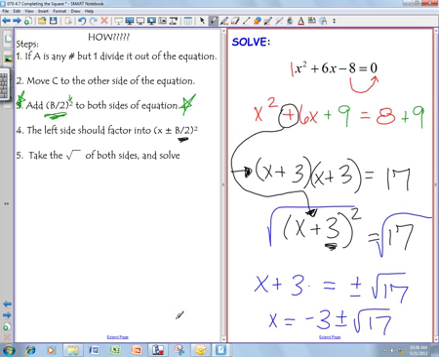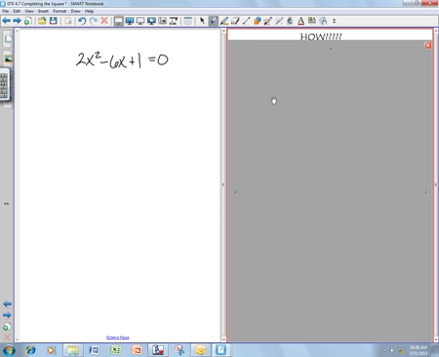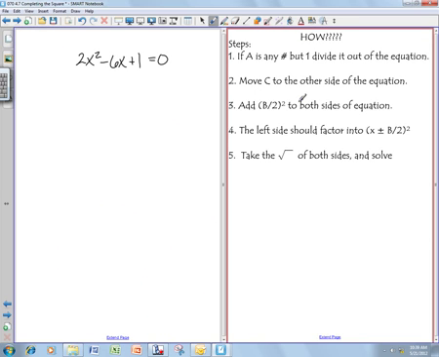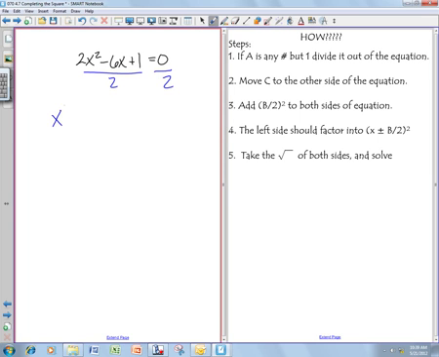All right, what I would like to do next is do another example with you. This one has an a value in front, so I kind of want to show you how that looks when we actually have to go through and do that very first step. So the very first thing I do is I divide both sides by 2. That gives my x squared an a value of 1, which is what I need to do the rest of this process.